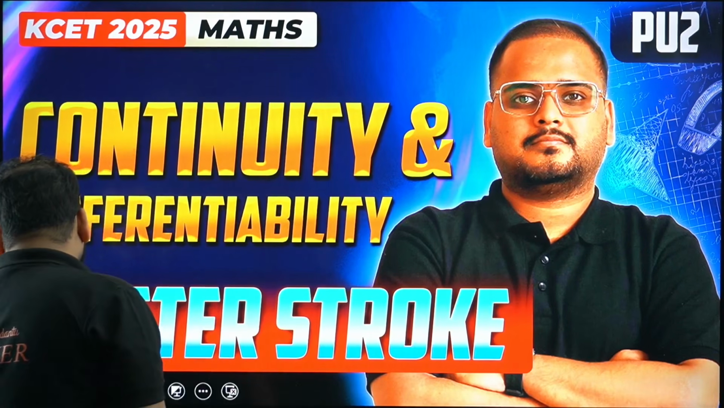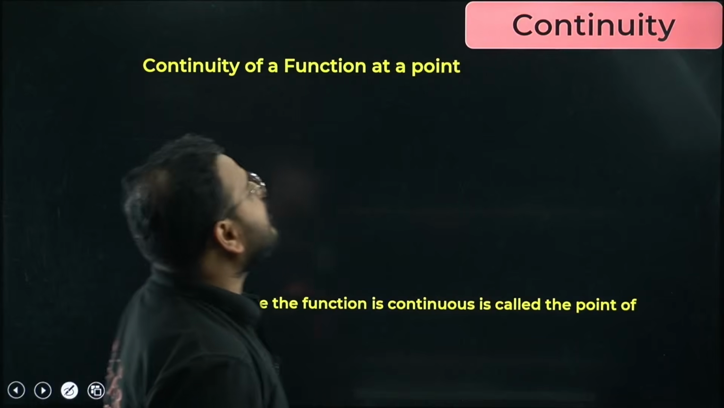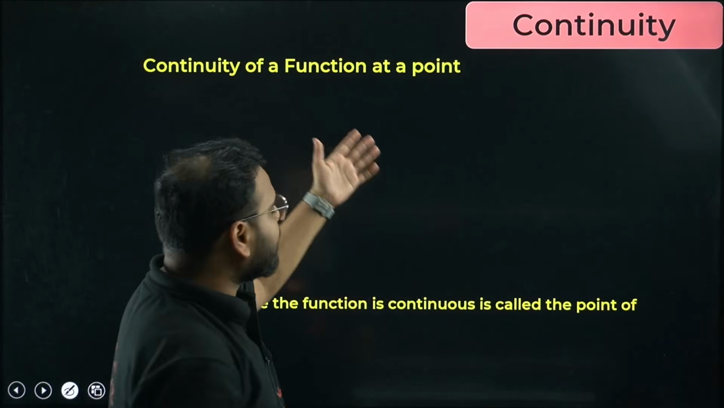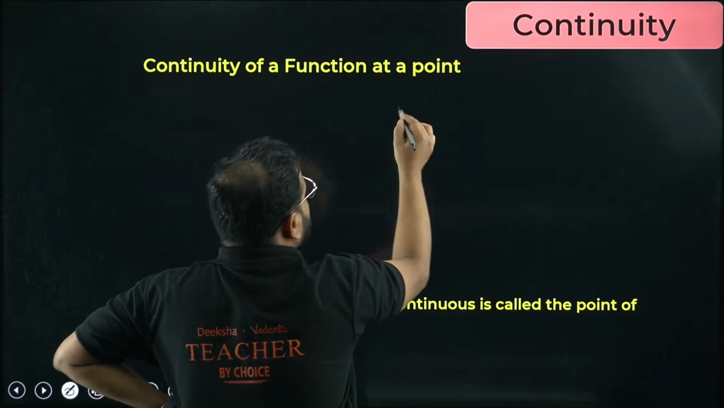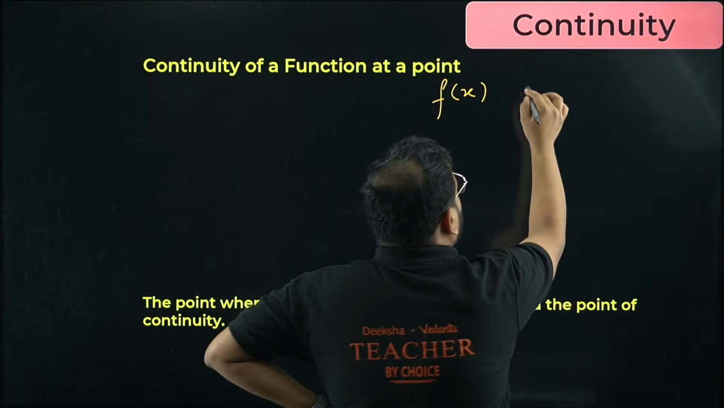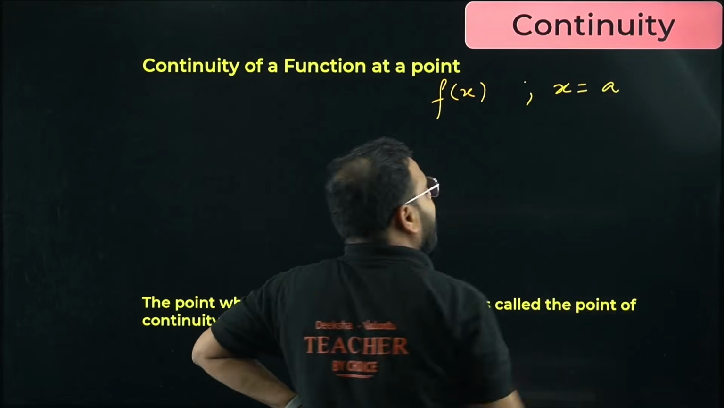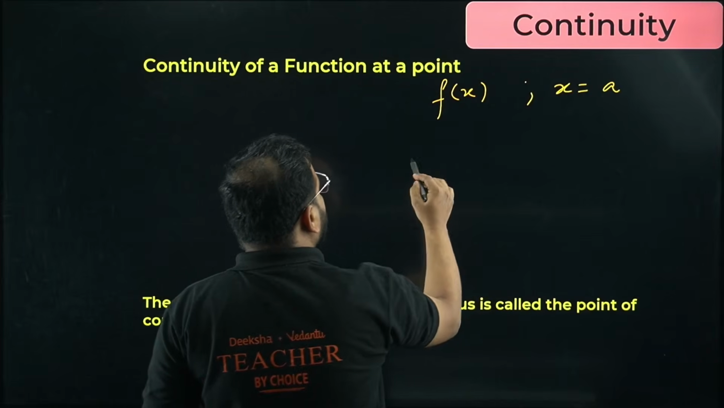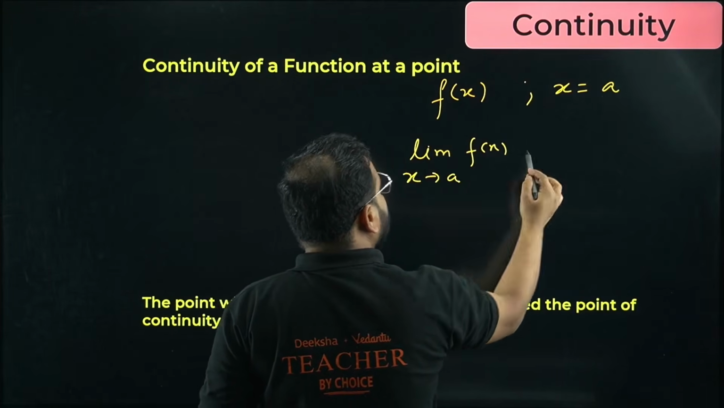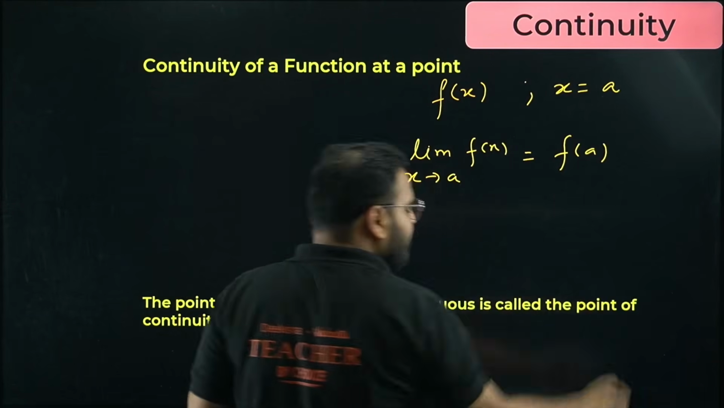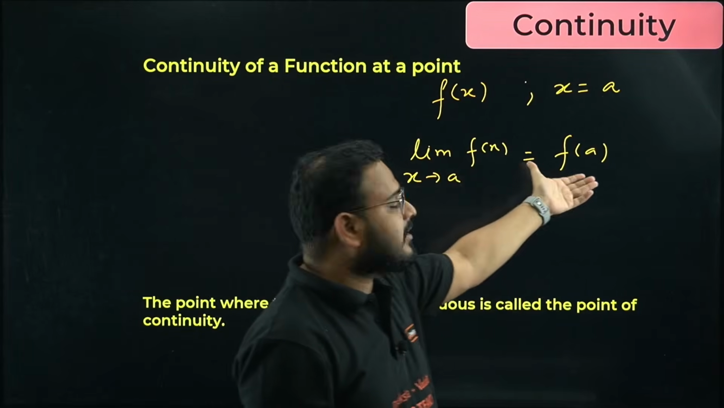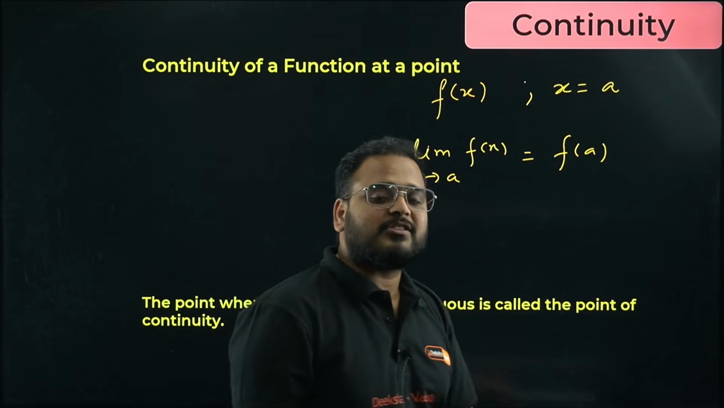What do we have? First thing is continuity. When can we call a given function f(x) continuous? Continuity of a function at a point: let's say for a function f(x), we are checking the continuity at the point x equals a. Whenever the limit of the function f(x) as x tends to a equals f(a), then the function will be called continuous. So first you have to find the limit and then check whether the value of the limit is equal to the function value at that point or not.